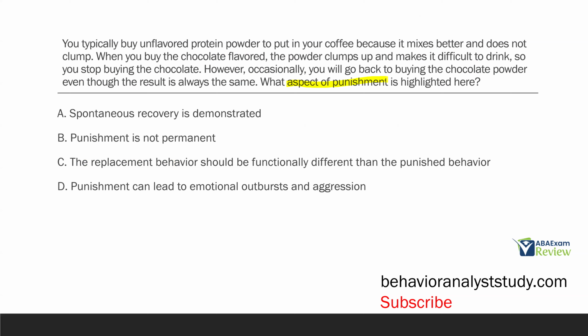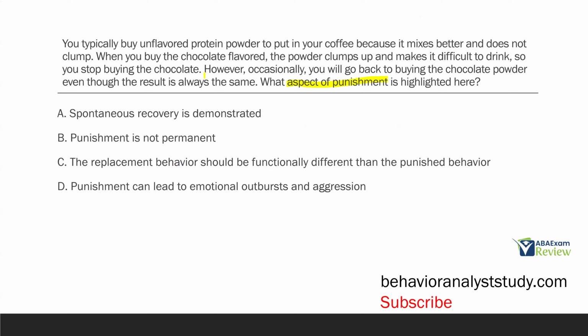We know there are ethics involved with punishment. We know it decreases behavior. We know it can be positive or negative. We know it can lead to emotional outbursts. We know it can lead to aggression. We have all these ideas, and we know punishment is not permanent because we should teach a replacement behavior.